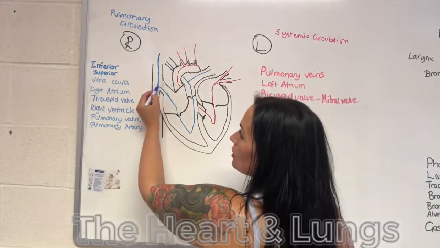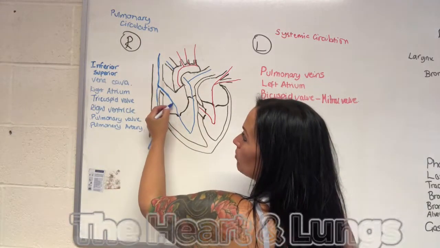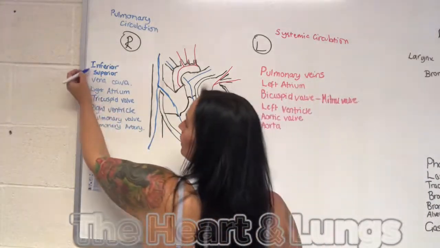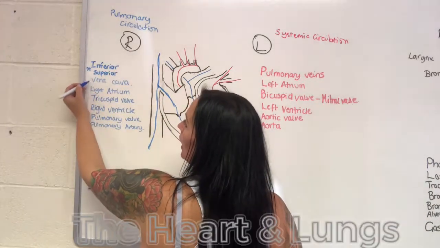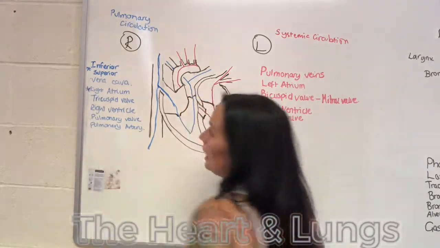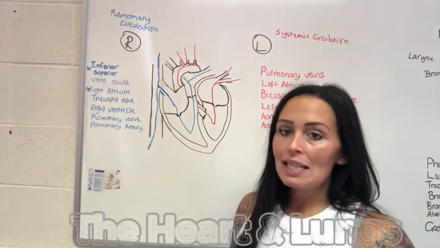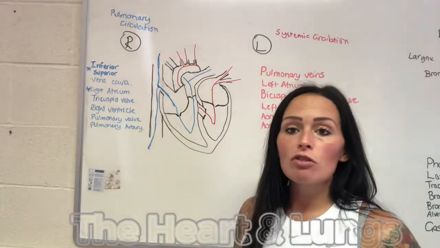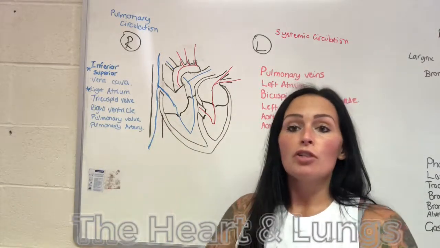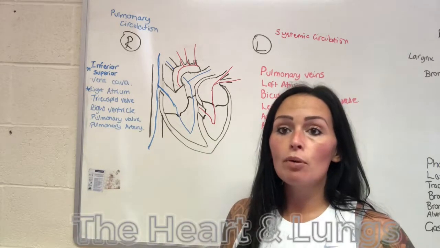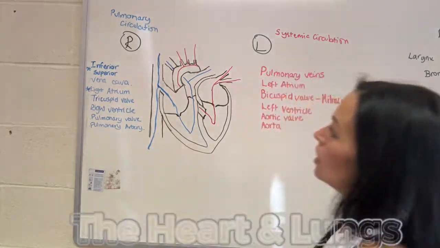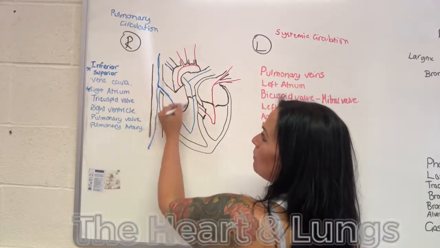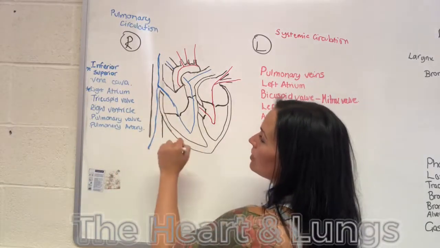It then goes into the right atrium. So the blood flow then goes into the right atrium. So the inferior superior vena cava there, then the right atrium. Now, atrium is Latin for entrance hall. So if you think about atrium being an entrance hall, that's where the blood arrives. That's the first port of call. So your right atrium is this bit here, this top chamber on the right side.